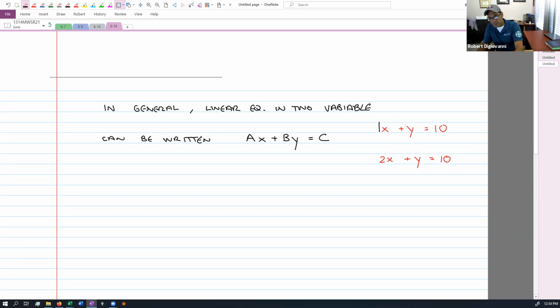The numbers in front of the X and Y are the A and the B. So the A here is 1, the B here is 1, and the C is 10. 2 is A, 1 is B, and C is 10. So in general, all linear equations in 2 variables can be written this way. And this is what we call standard form.